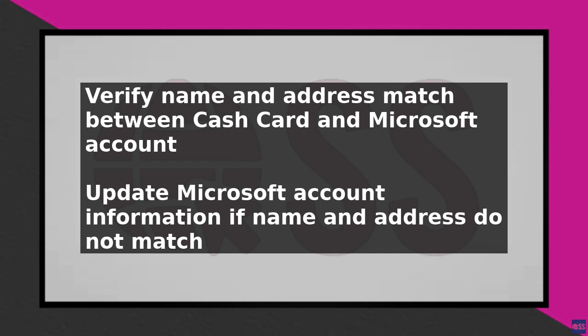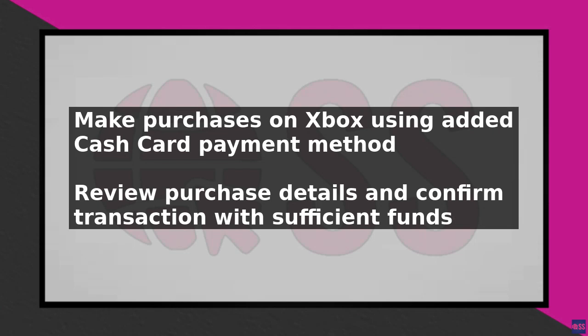To do this, go to the Xbox store and select the item you want to purchase. When prompted to choose a payment method, select the cash card you just added. Review the purchase details and click Confirm to complete the transaction.